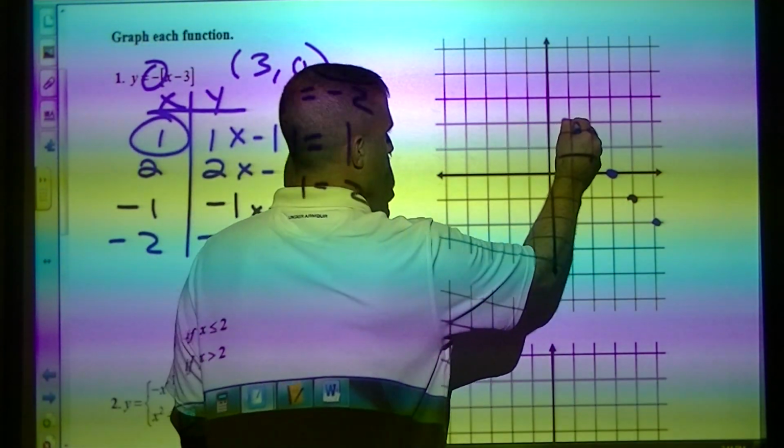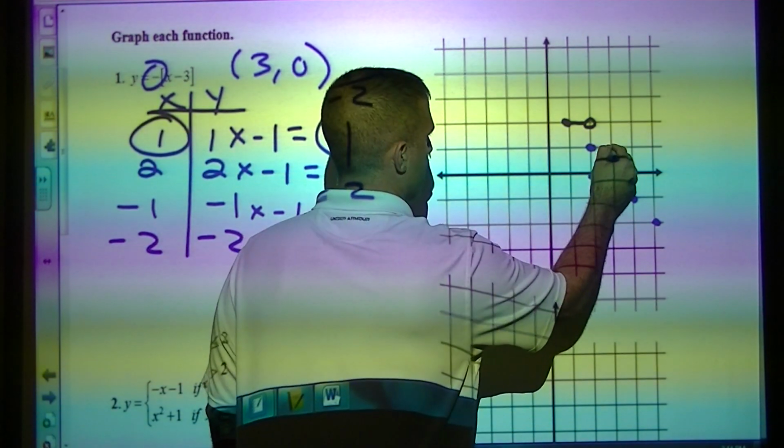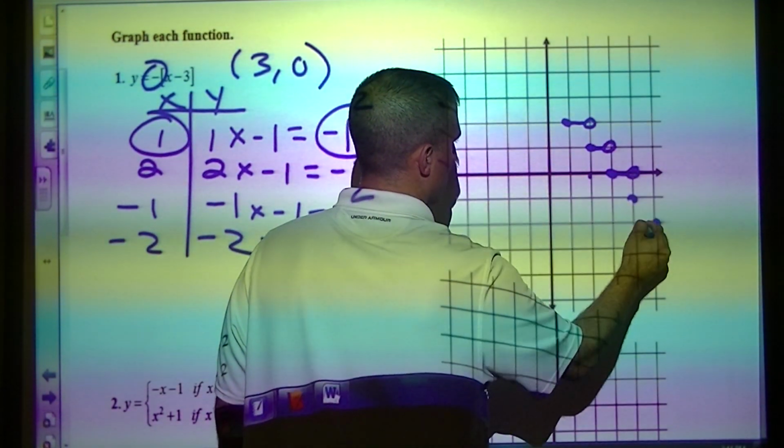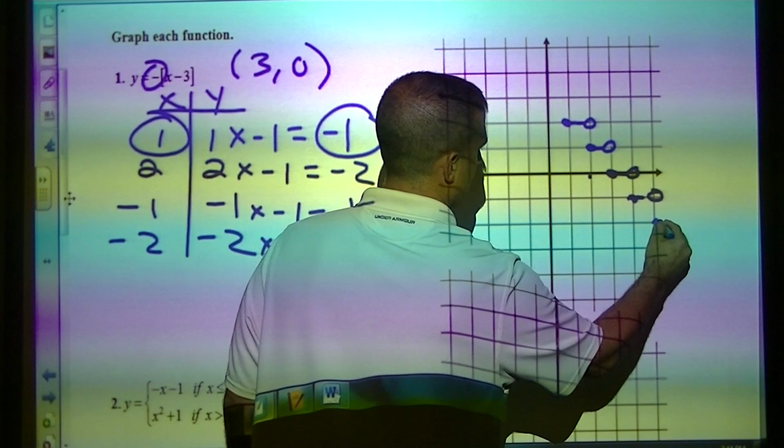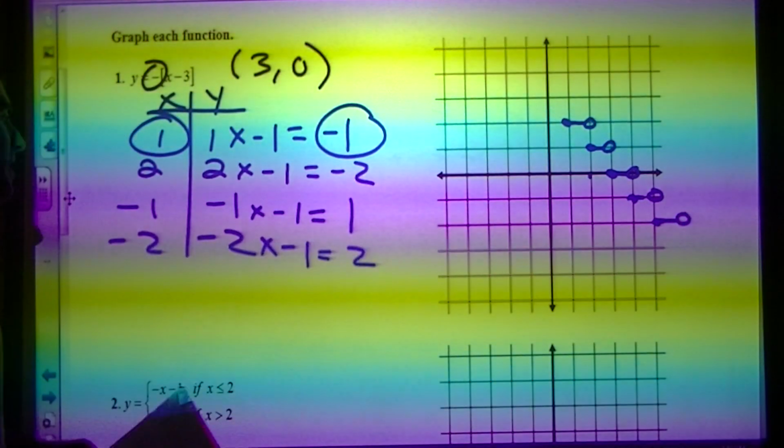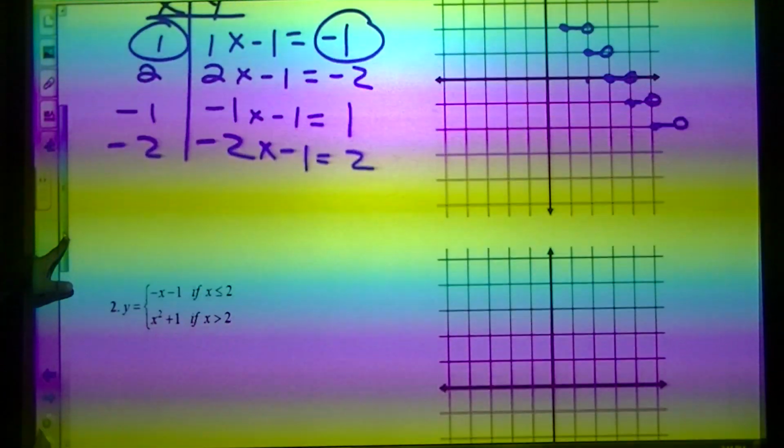Once again, I'm going to draw a horizontal line until I get to that point. I'm going to put an open circle, open circle, open circle, open circle, and an open circle. And that's my equation for that step function.